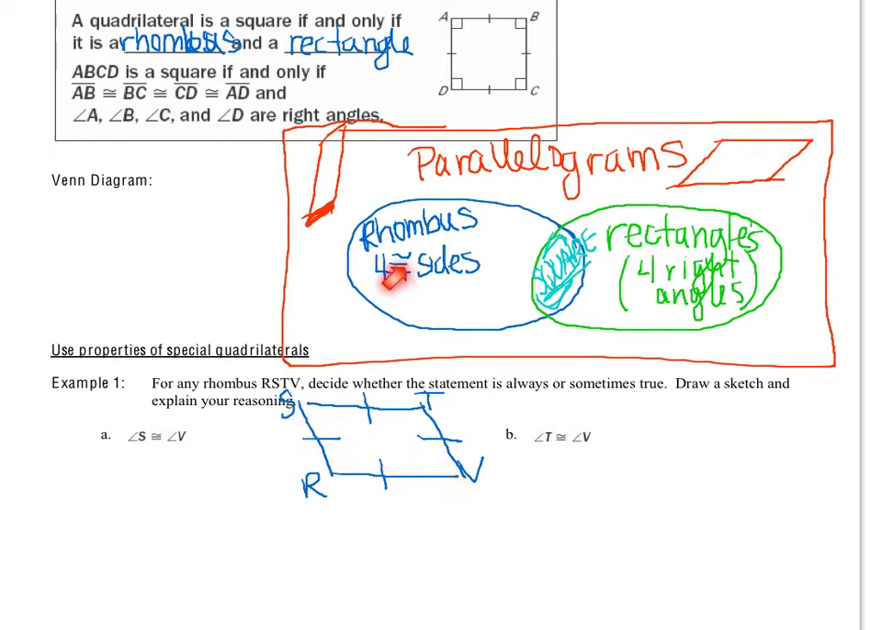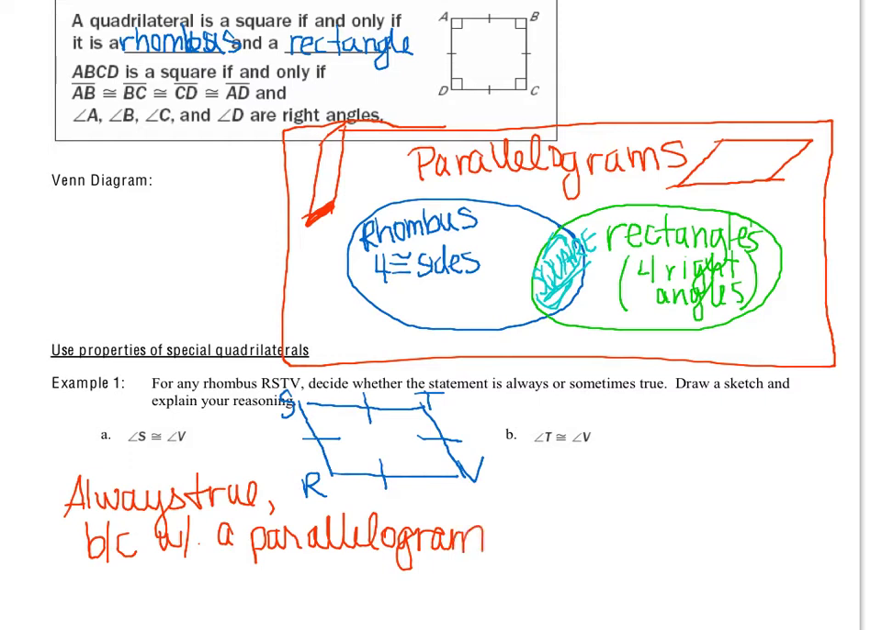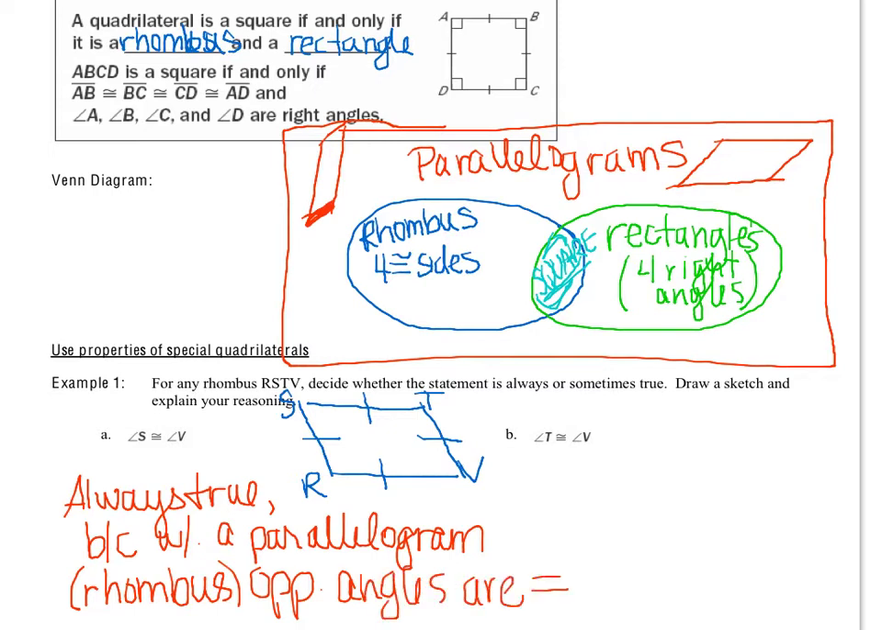Now let's look up here. We know it's a rhombus. Since it's a rhombus, it's also a parallelogram. And with parallelograms, opposite angles are congruent. So this, what they just told us, is always true. And that's because with a parallelogram, and a rhombus, opposite angles are congruent. So because it's a rhombus, it's also a parallelogram, and because it's a parallelogram, opposite angles are congruent.